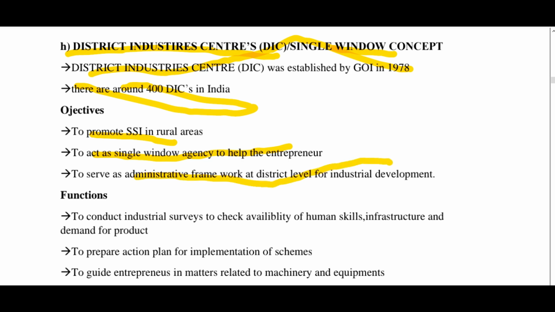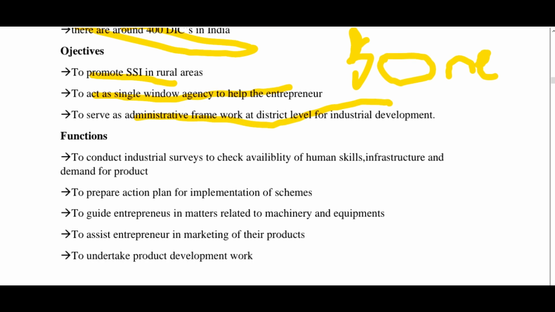You can take the example of Bangalore One, which serves as a district industry information center, not only for entrepreneurs but also for normal people. Promote small scale industries, act as a single window agency to help entrepreneurs, act as an administrative framework at district level for industrial development. Functions: to promote industrial service, availability of human resources, infrastructure, and demand of product.